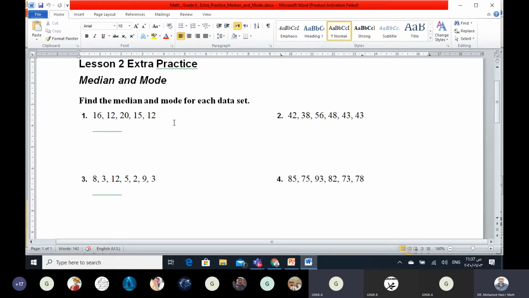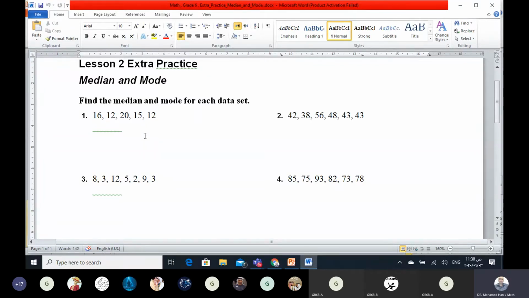Mr., median is 20 and mode is 12. Okay, what's your name? Milad Wa'il. Okay, thank you, Milad. We will check together, inshallah. Mr., can I answer the first? Mr., I know the median for number 2.